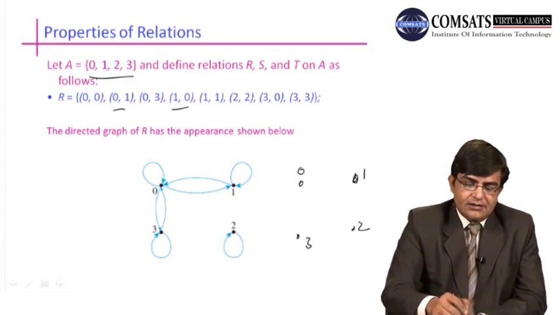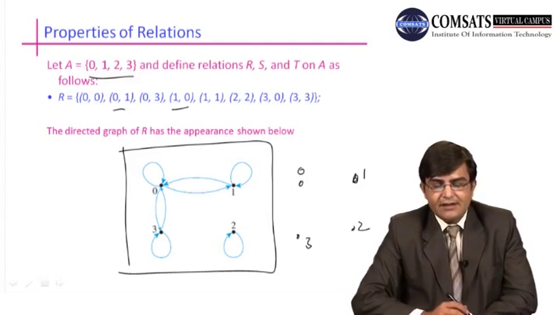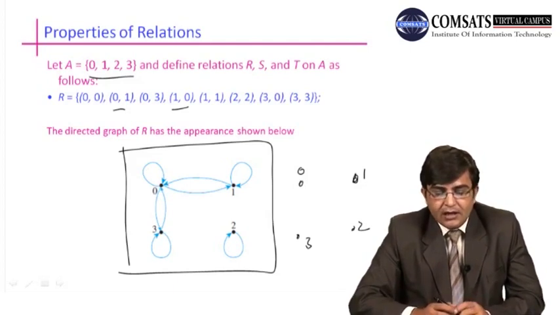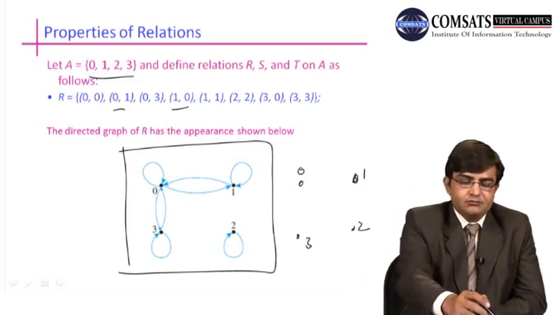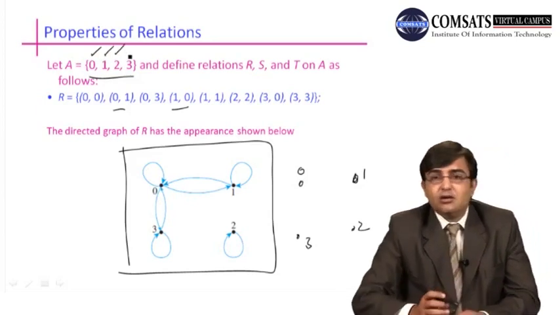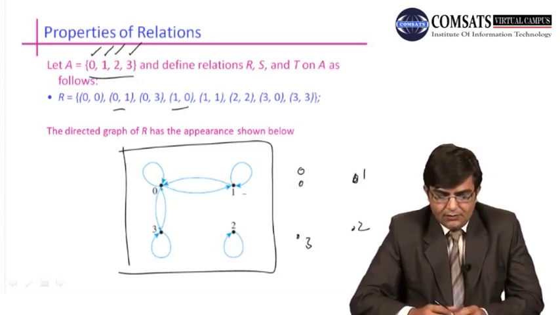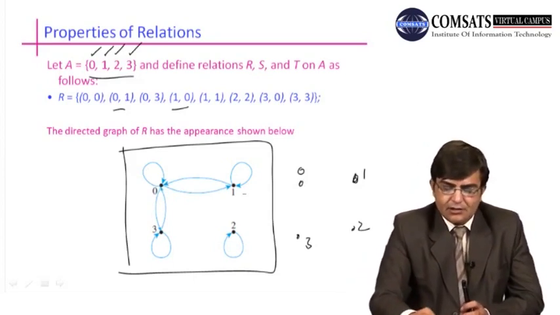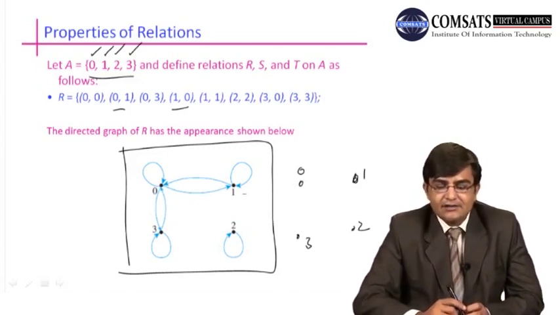So after constructing this directed graph, how do we check whether the given relation is reflexive, symmetric, or transitive? First we check whether the relation is reflexive or not. We look for a loop at each element of A. We have a loop at 0, at 1, at 2, and at 3. Therefore this relation is reflexive, because a loop shows that the element is related to itself. So at every element there is a loop, therefore every element is related to itself. It means this relation R is reflexive.